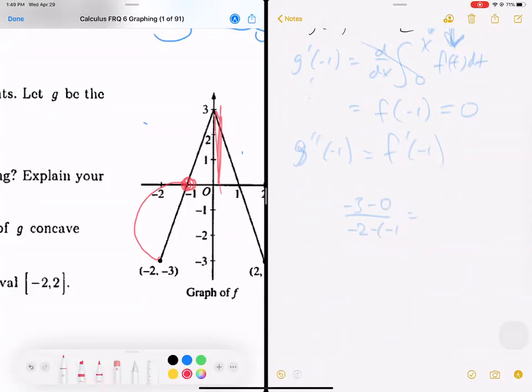Because I just picked the points, I use the points negative 2, negative 3, and 0 and negative 1 and 0. These are the points here, 1, 2. And that's going to be negative 3 over negative 2 plus 1. Negative 1 is positive 3. 1, 2, 3 over 1. So my slope there would be 3.